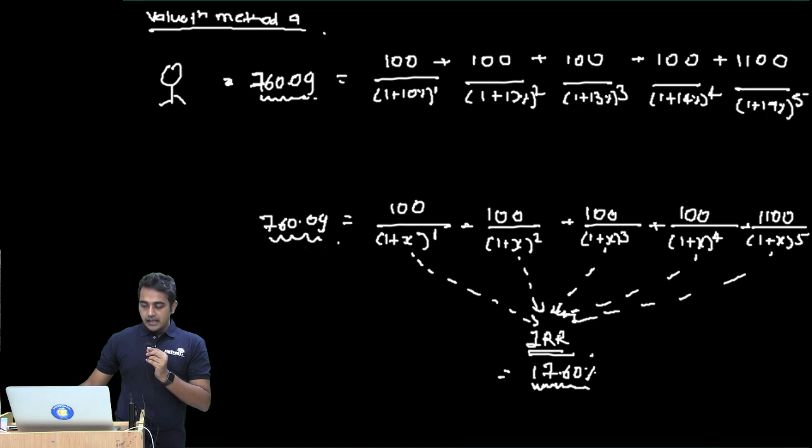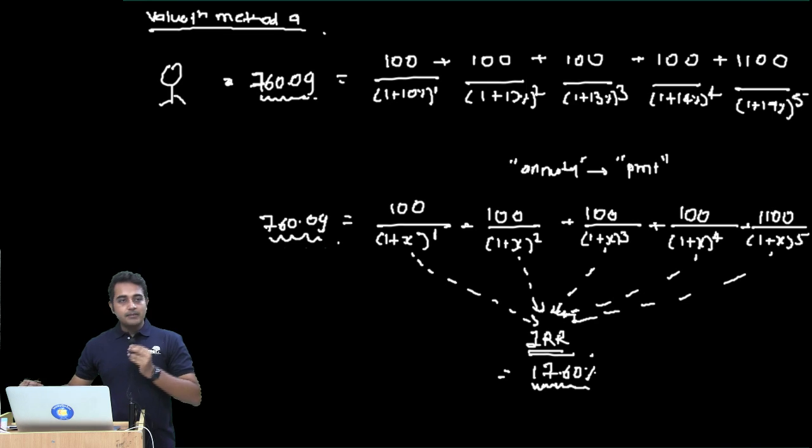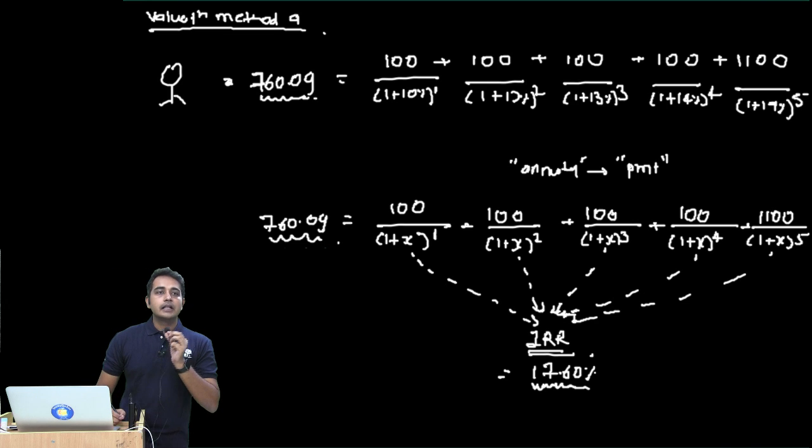17.60%. Now, if you would observe, what we have here is an annuity. Do we have an annuity? And if you have an annuity, we don't really have to make use of the IRR function. We could have easily done that using the PMT and the IY function on the calculator. Are we okay? So let's solve the same IRR using the TVM row now.